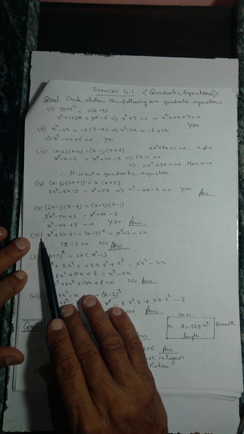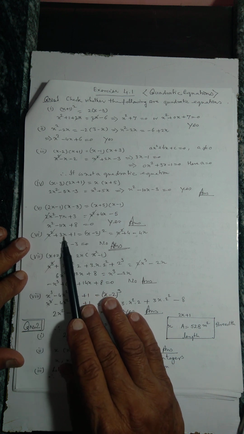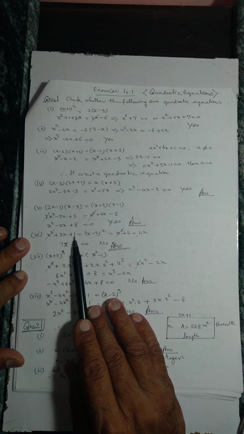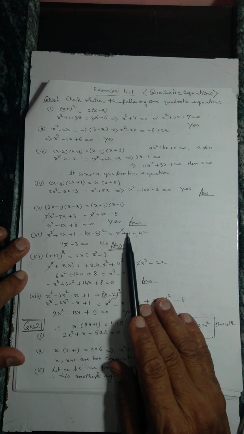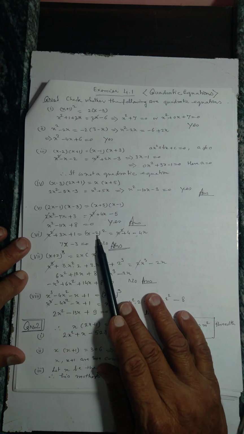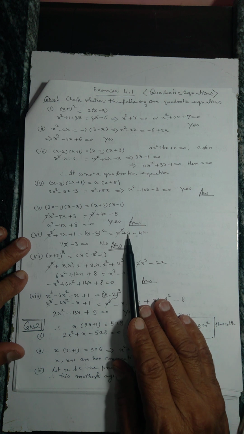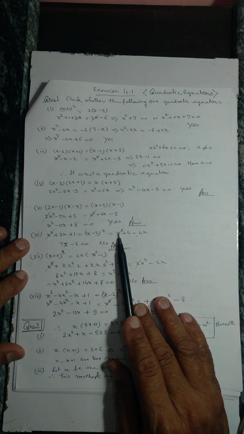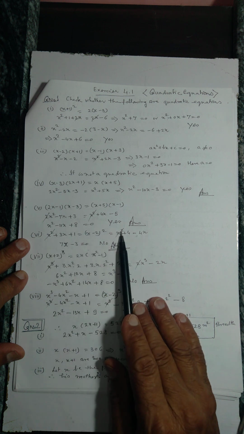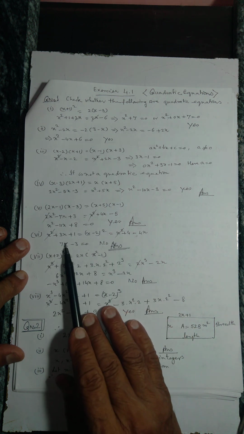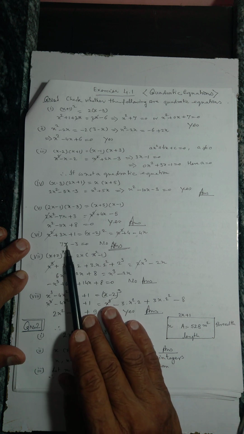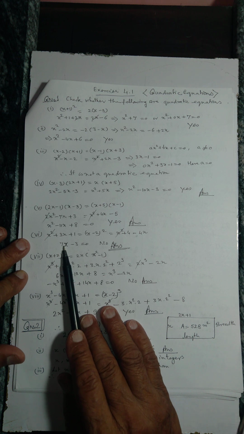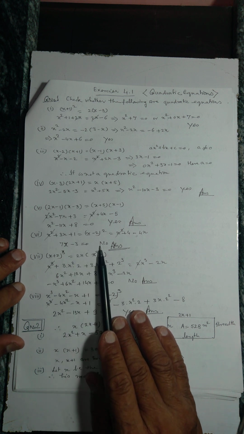Now the sixth part, x square plus 3x plus 1 equal to (x minus 2) whole square. Just to open it, you will get x square plus 4 minus 4x. This x square and this x square will be cancelled, and we will solve it. You will get 7x minus 3 equal to 0. Here there is no quantity having degree or power 2. Therefore, it is not a quadratic equation.